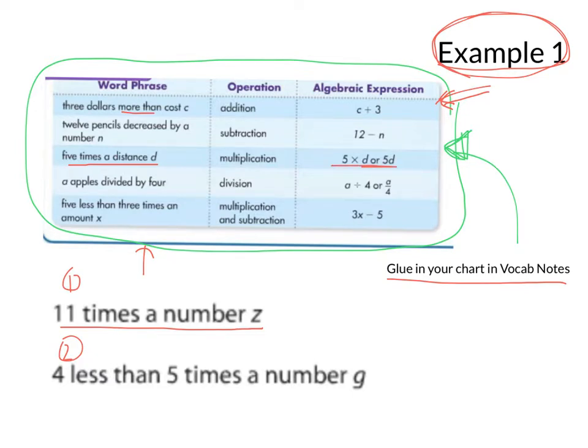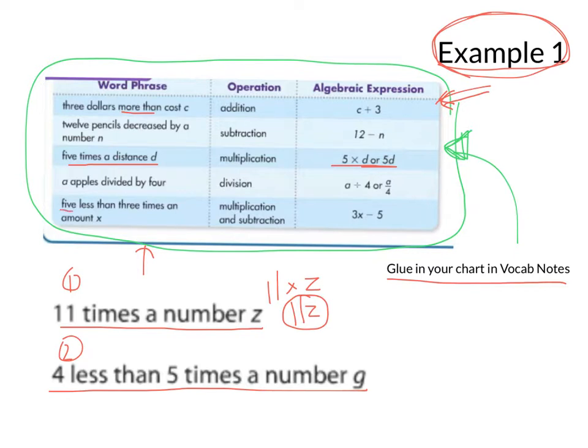Okay, so I'm going to try to do the same thing. 11 times, all right, 11 times a number z. And if I want to write that like a pro, 11z. In high school, middle school, this is what's required, and so we're going to require that same thing. We don't need the multiplication sign in the middle. All right, so 4 less than 5 times the number g. All right, let's look up to this chart, and let's see if they have something like that.